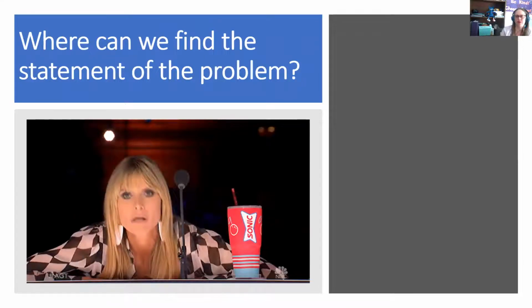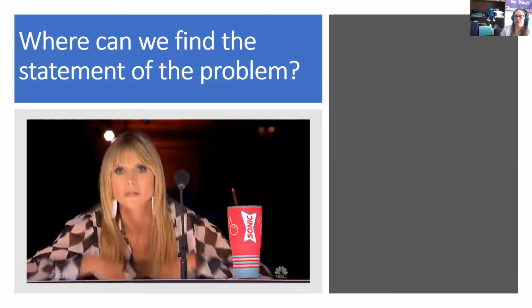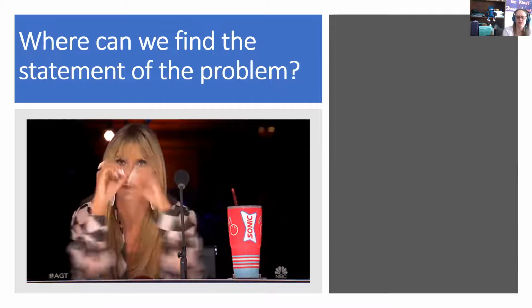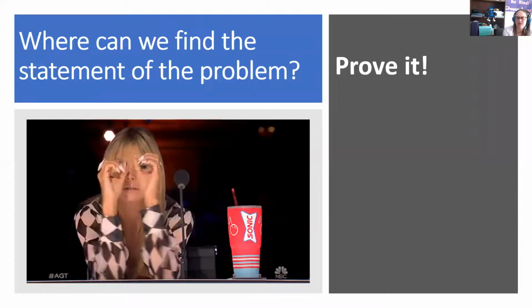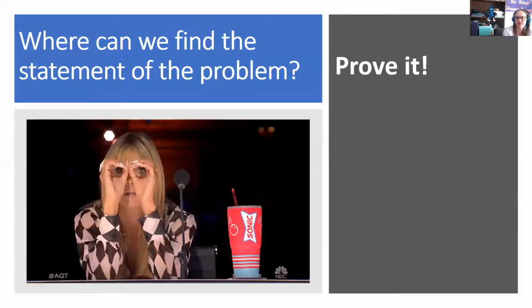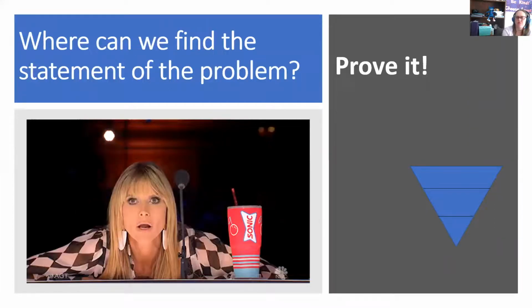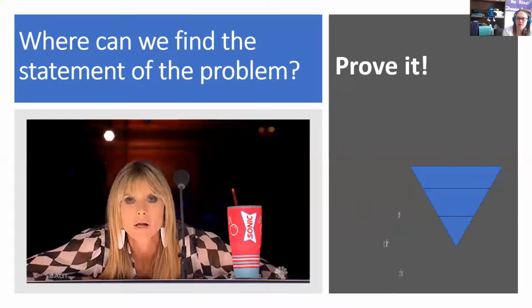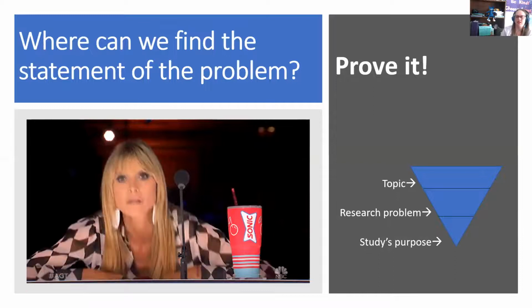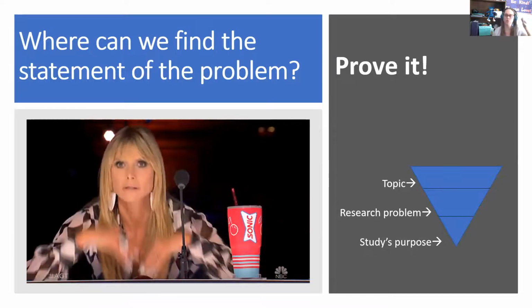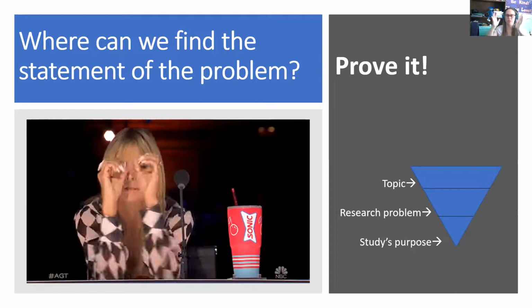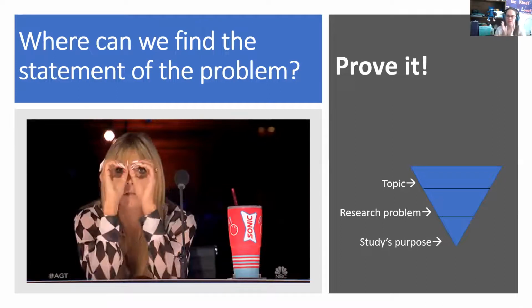So where can we find the statement of the problem? Can you find it if you have the book? The statement of the problem is usually found at the beginning in the introduction area. And the way that the introduction is written is where you have the topic, the research problem, and then the study's purpose. So it kind of funnels into each other.